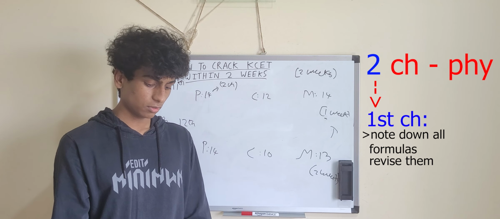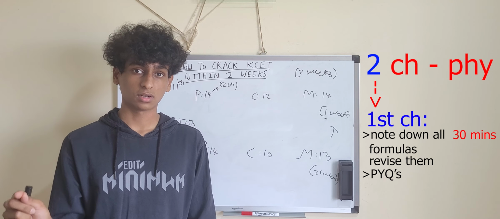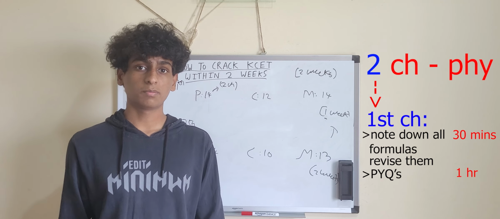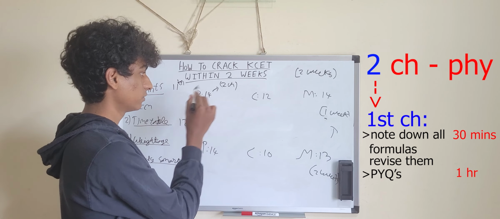And then you can do PYQs. So you should be spending around 30 minutes to do the whole revision per chapter. And within 1 hour, do PYQs. Understood? And that's for physics.